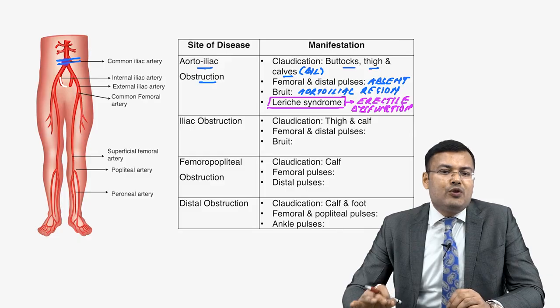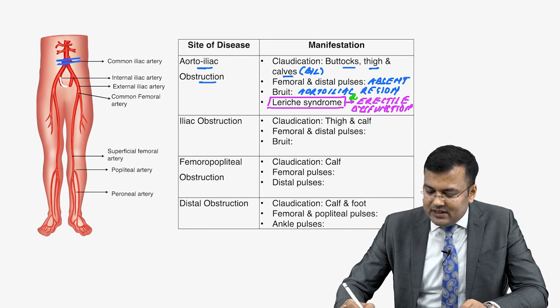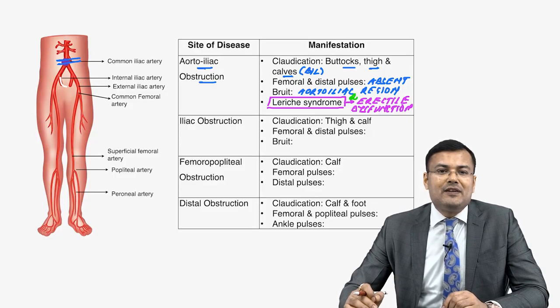Right? So this is aorto-iliac bifurcation obstruction, and one of the manifestations which is not seen in other obstructions is Leriche syndrome. This is erectile dysfunction or impotence.